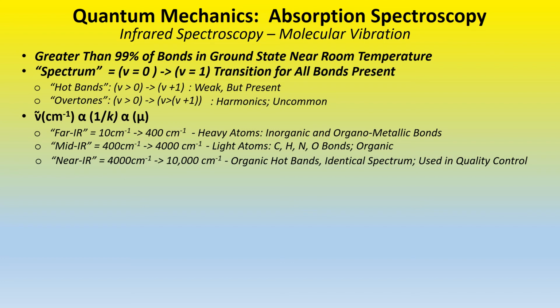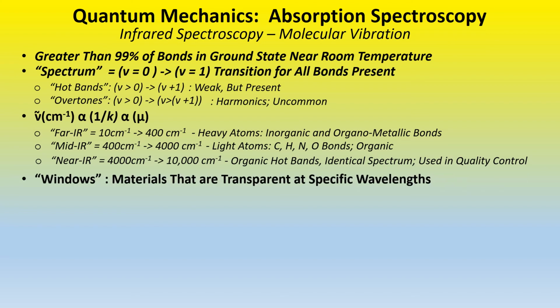When taking an infrared spectrum, one must always prepare a sample. The material that sample is prepared in is called a window, a material that is transparent at a specific wavelength. There are multiple windows available. For the far IR, you have polyethylene from 30 to 720 reciprocal centimeters, or cesium iodide from 200 to 10,000, but essentially clear from 200 to 500 reciprocal centimeters.